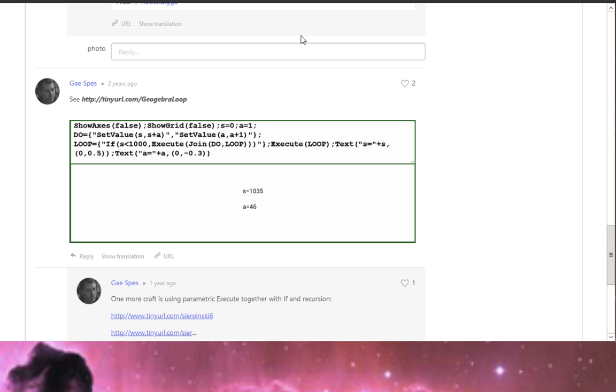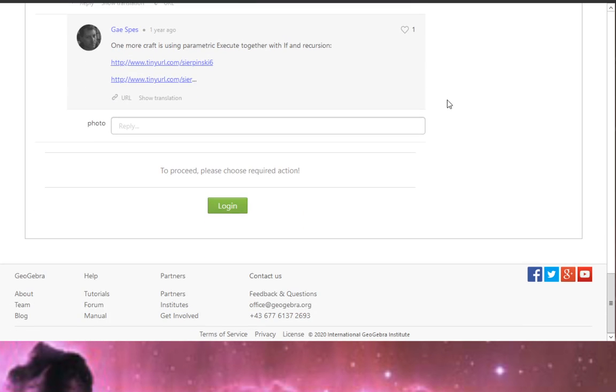Show X false, show grid false. Do set value S. X is S, Y is S plus A. Set value A plus 1. Wow, that's too complicated.